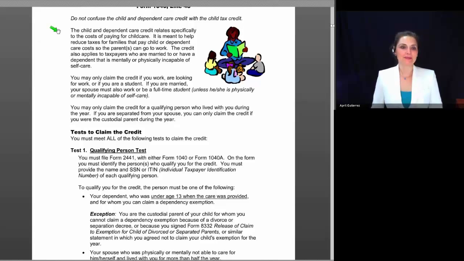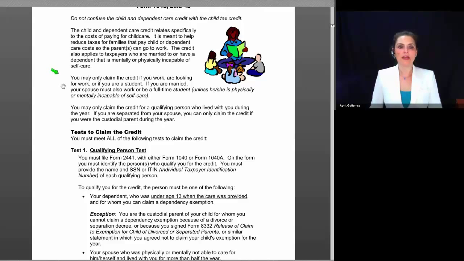This credit relates specifically to the cost of paying for child care. It is meant to help reduce the taxes for families that pay another person or an organization to care for their children so that the parents can actually go to work. The credit also applies to taxpayers who are married or have a dependent that is mentally or physically incapable of self-care. You can only claim the credit if you work, are looking for work, or if you are a student.